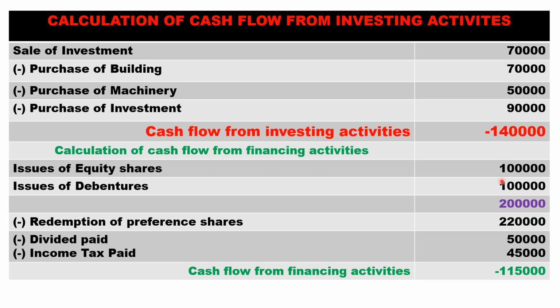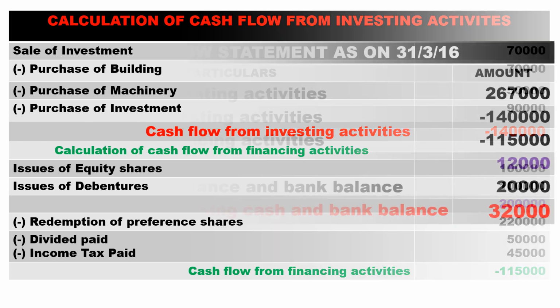Then finance activity: receipts you should add, payments you should minus. You received 1 lakh equity share, you received 1 lakh debenture, so total receipt is 2 lakh. Then you redeemed, repaid preference share 2,20,000. You paid dividend, you paid tax, so you get minus 1,15,000.